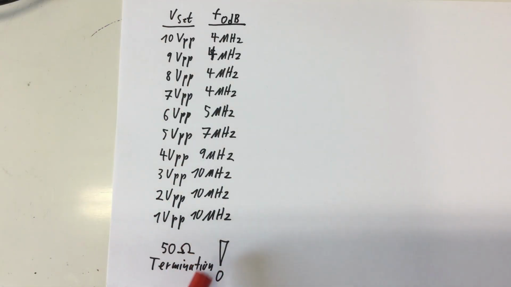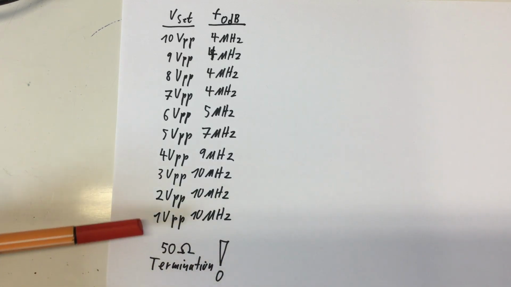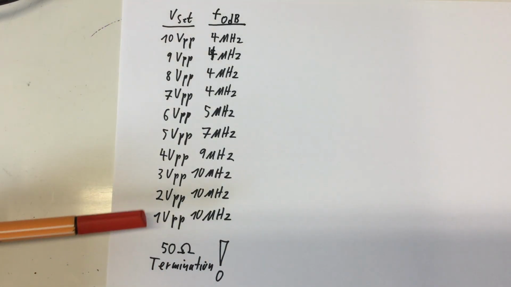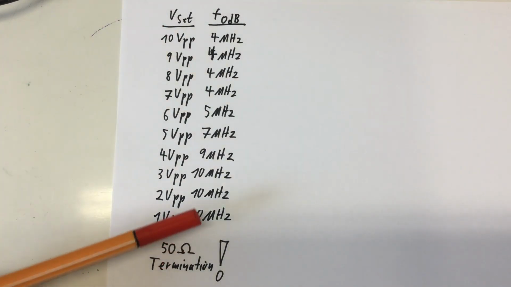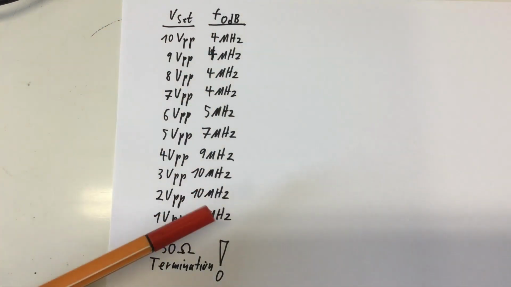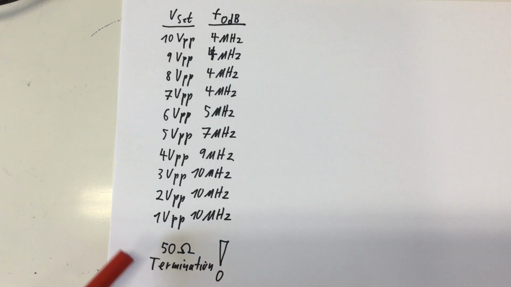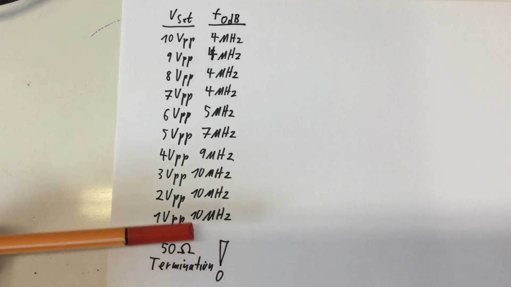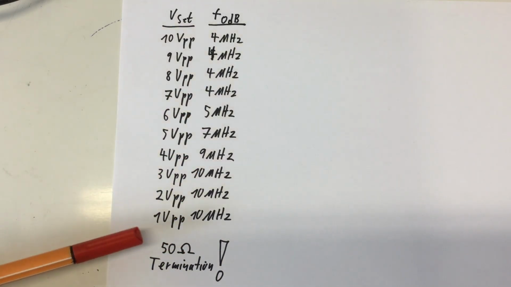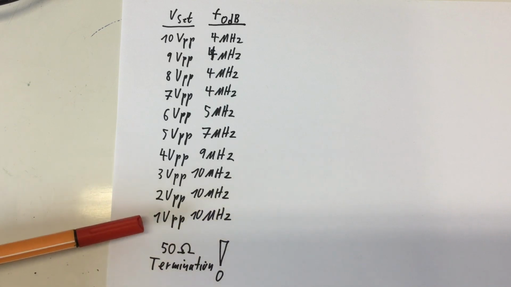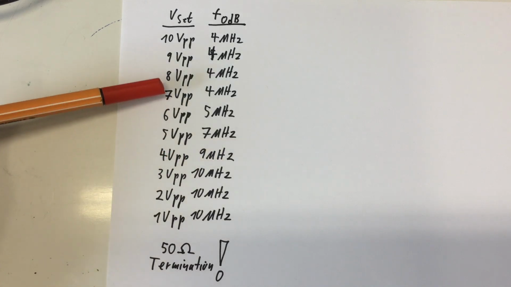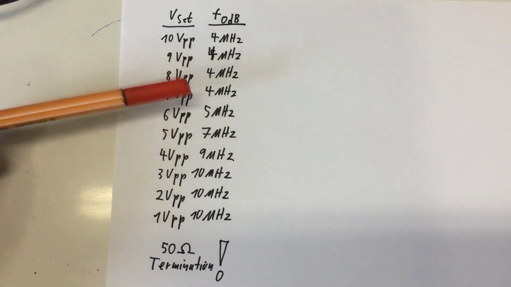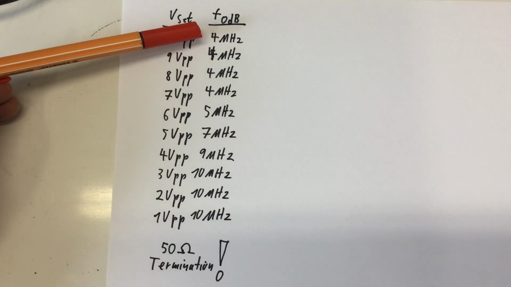So all with 50 ohm termination, as we increase our VZ voltage on the unit between 1 and 10 volts in 1 volt steps, the frequency at which we really measure half the set voltage, with 50 ohms internal impedance, 50 ohm termination, voltage divider, decreases. It starts at 10 megahertz for 1 volt peak to peak, and then it falls off at 4 volts to 7 volts peak to peak to 4 megahertz, and then it stays at 4 megahertz.